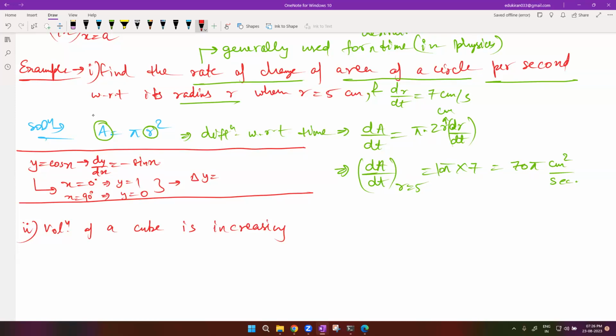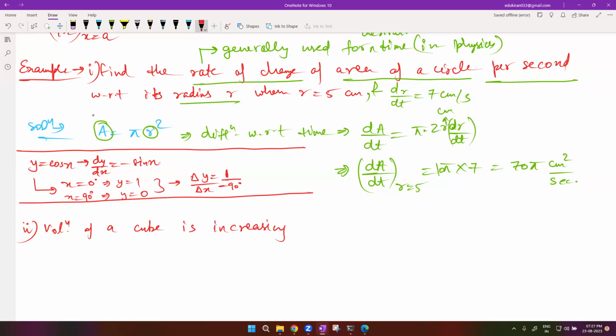So 1 minus 0 is 1. But the same order you have to take for x. So 0 minus 90 is minus 90. Right? So you can see that delta y upon delta x is negative in this case. Why is this happening? Because when x increases, y decreases.